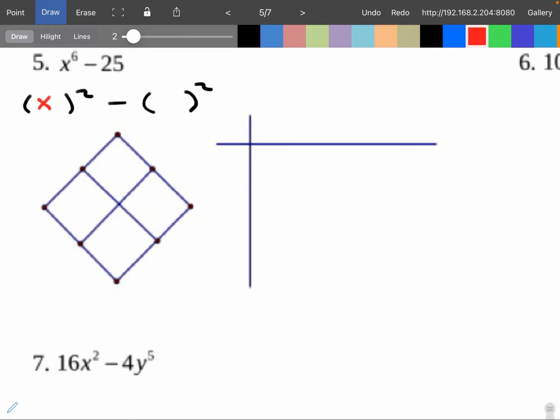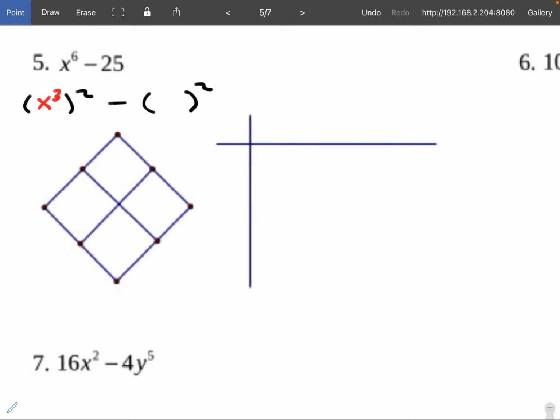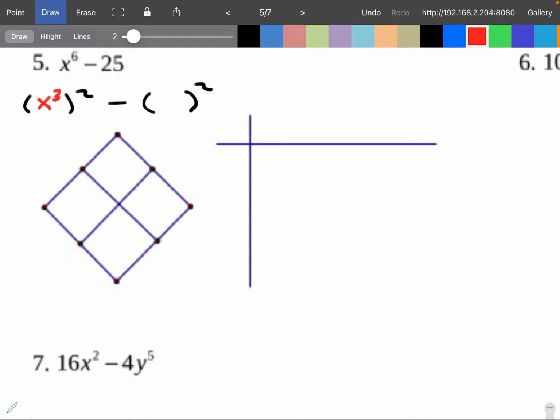Because you guys have to remember, when you have a power raised to a power right here, you multiply these exponents, right? So you do 3 times 2, which gives you 6. And then what would you square to get 25? Yep, that's a 5. And again, it has to be a minus in the middle or this method doesn't work, okay? If it's a plus in the middle, you can't do it, okay? So those are the two things that you square, x cubed and 5.